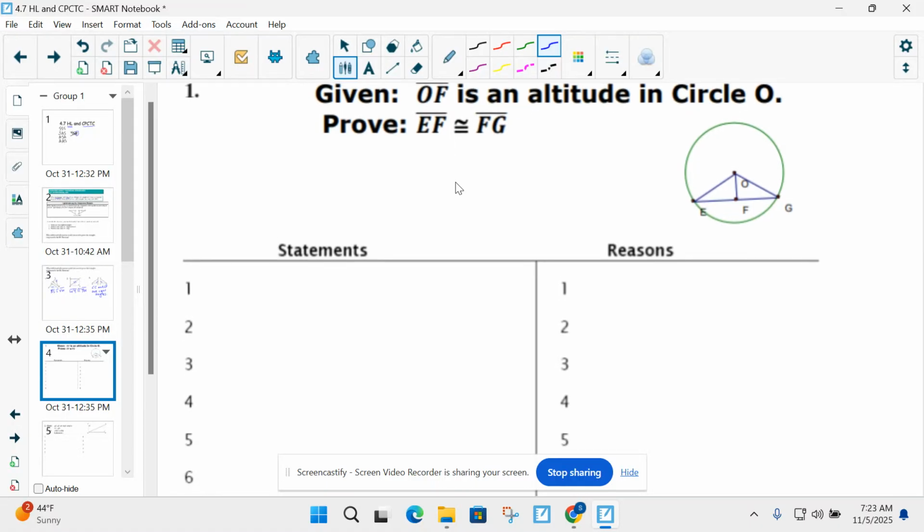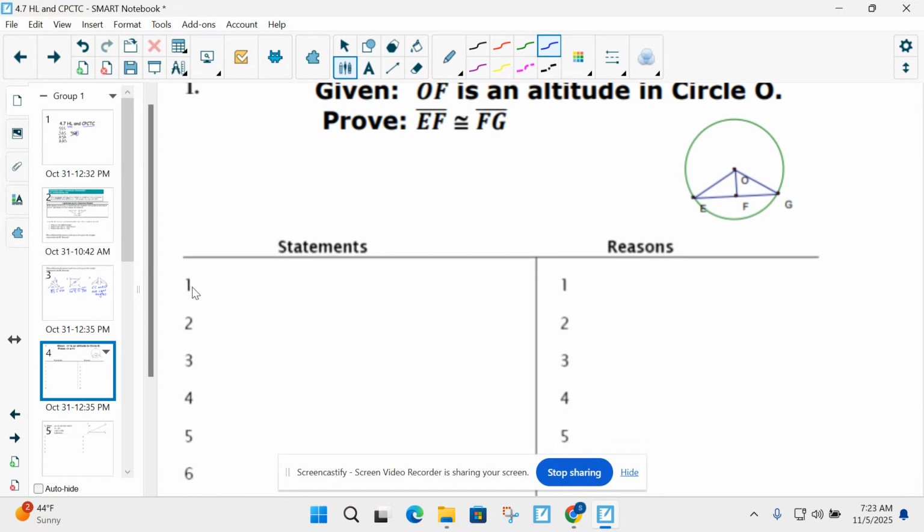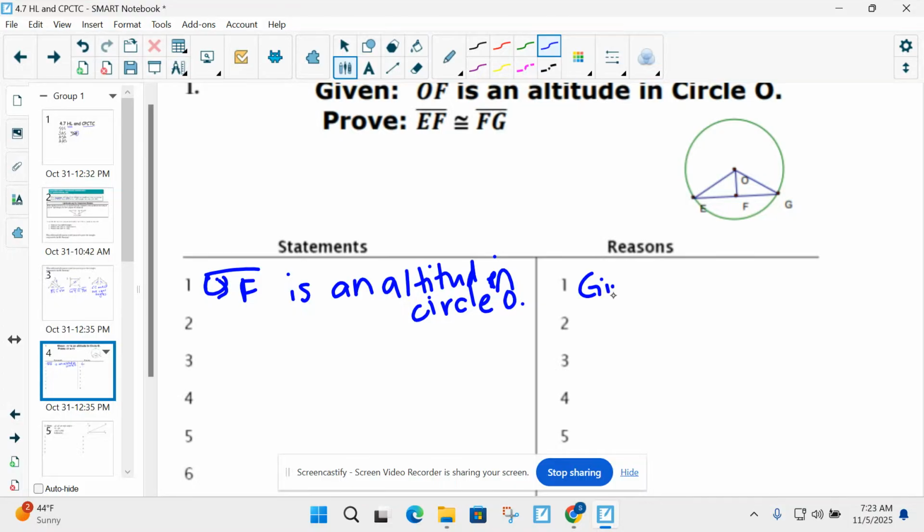We will have a proof where you'll learn a little bit about altitudes. So it says OF is an altitude in circle O. So let's write that for our first statement. OF is an altitude in circle O. And that is given.